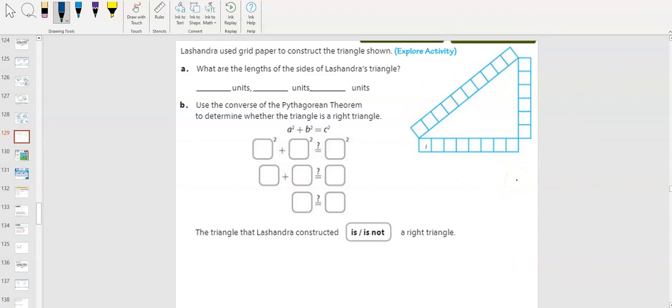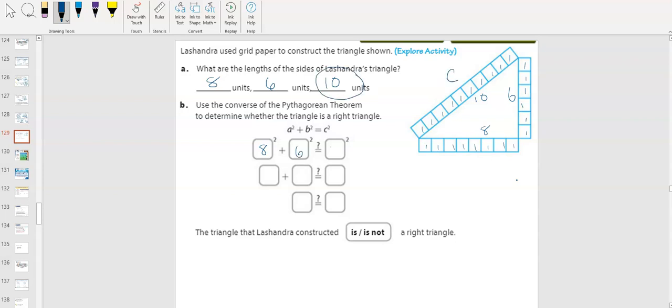So we're just going to count 1, 2, 3, 4, 5, 6, 7, 8. 1, 2, 3, 4, 5, 6. 1, 2, 3, 4, 5, 6, 7, 8, 9, 10. So the sides of my triangle are 8, 6, and 10. And now I'm going to use the converse of the Pythagorean theorem, and they have it all set up for us. We're just going to put in our side lengths. We know that 10 is going to be C.